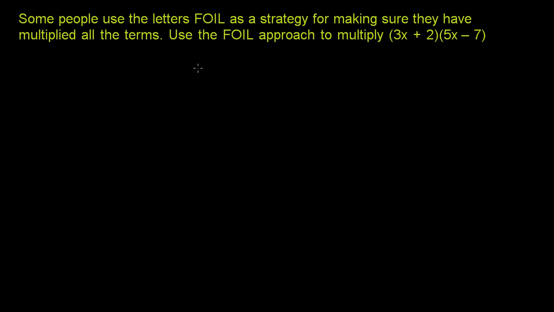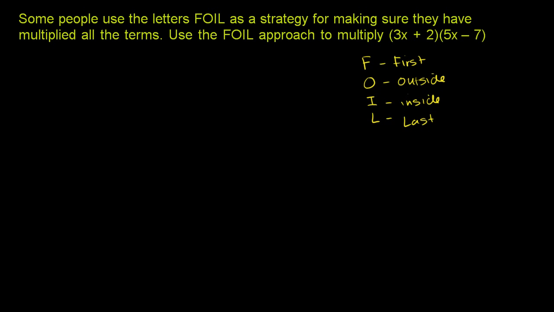So just to remember, FOIL literally stands for: the F in FOIL stands for first, the O stands for outside, the I stands for inside, and the L stands for last. So not only do you have to remember FOIL, you have to remember what each of these letters actually stands for. But let's see how that applies to multiplying these two binomials.